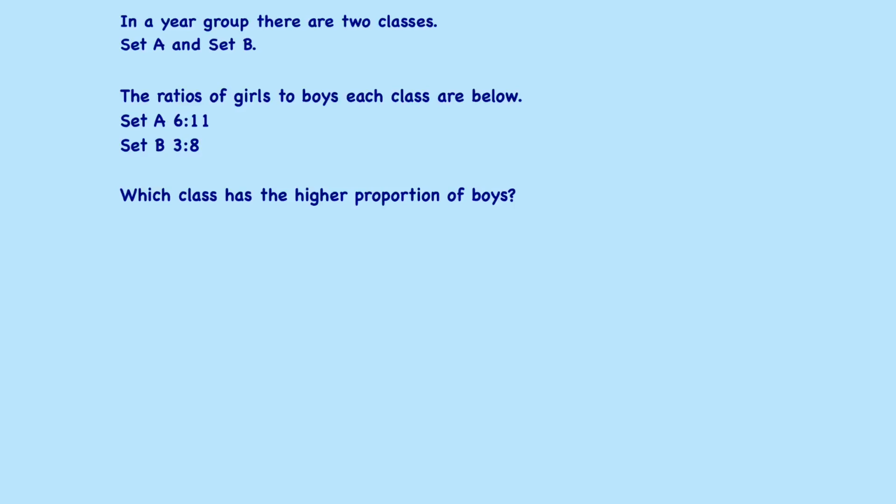So in a year group there are two different classes, set A and set B. So the ratio of girls to boys in each class are as follows. So set A has 6 girls to 11 boys, and set B has ratio of 3 girls to 8 boys. So if we break this down into 1 to n, we can see which class has a higher proportion of boys. So let's set out the ratios of girls to boys for each class. So we have set A and we have set B.